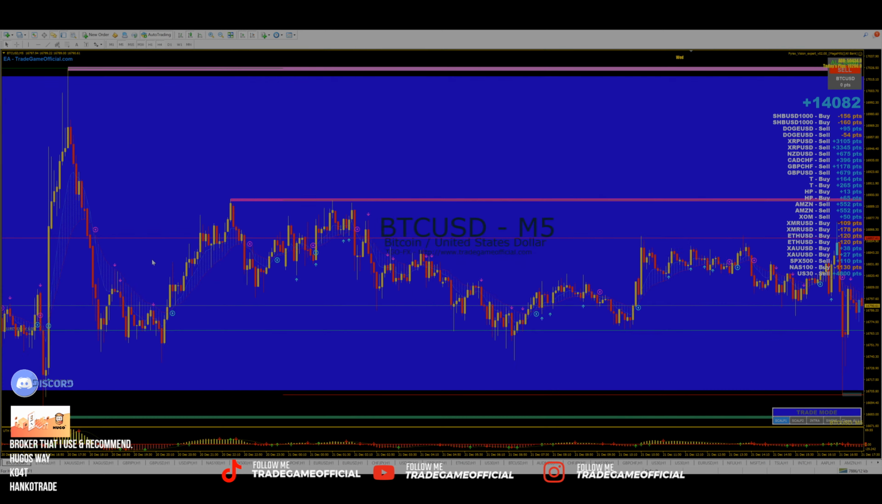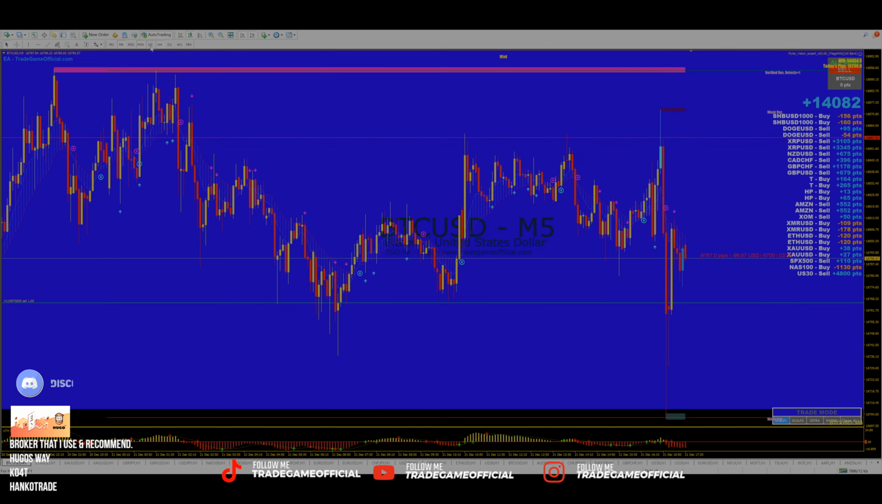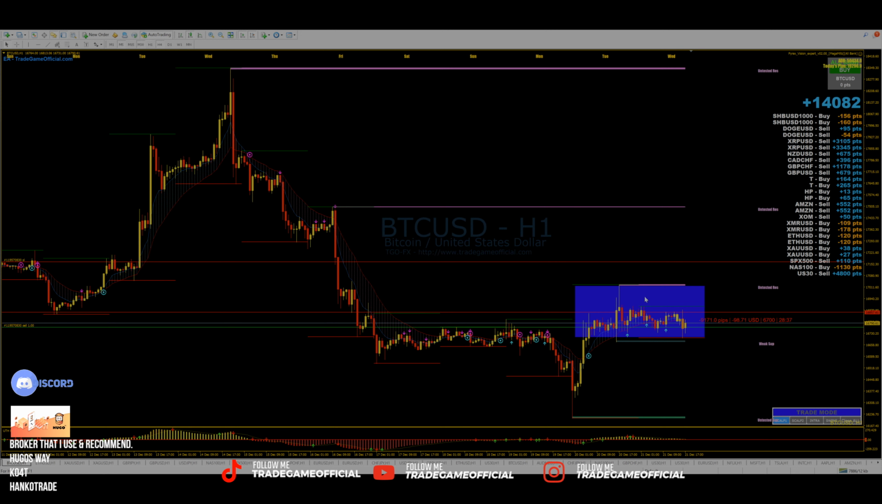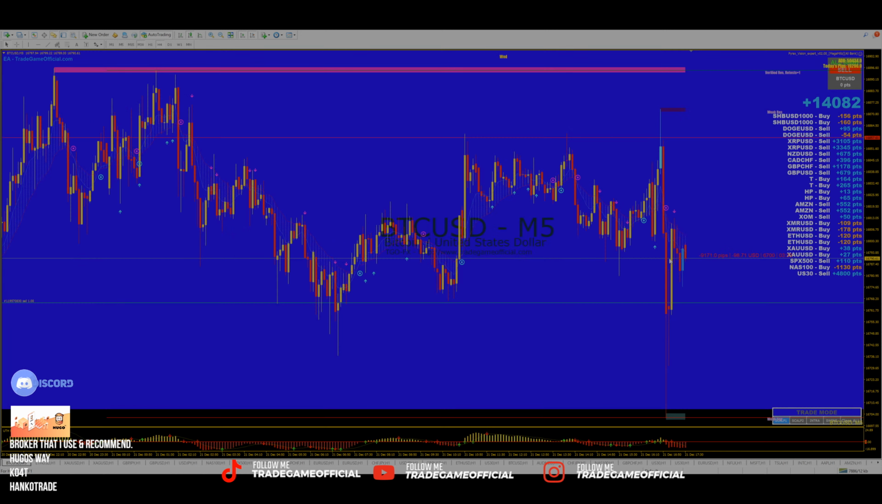You know what I mean? So you see how much space this 1 hour gave this. Look at the 1 hour. You see how this little blue box is? But then when I go to the 5 minute, look, it turns into the whole chart. And it gives you a lot of room to trade.